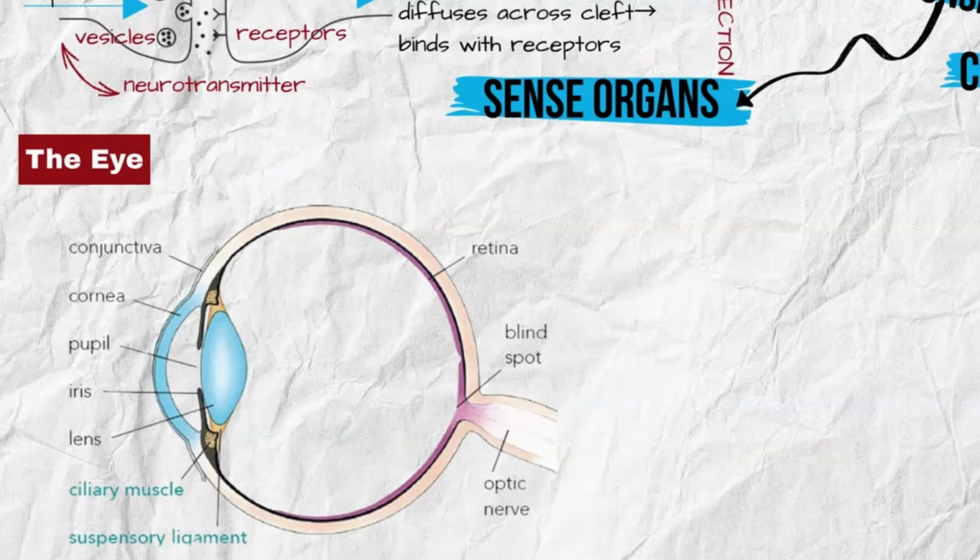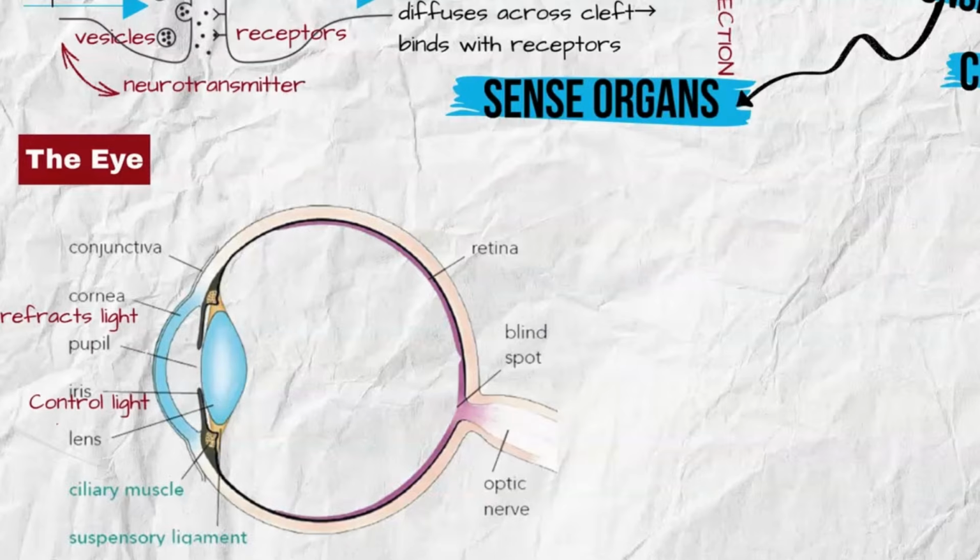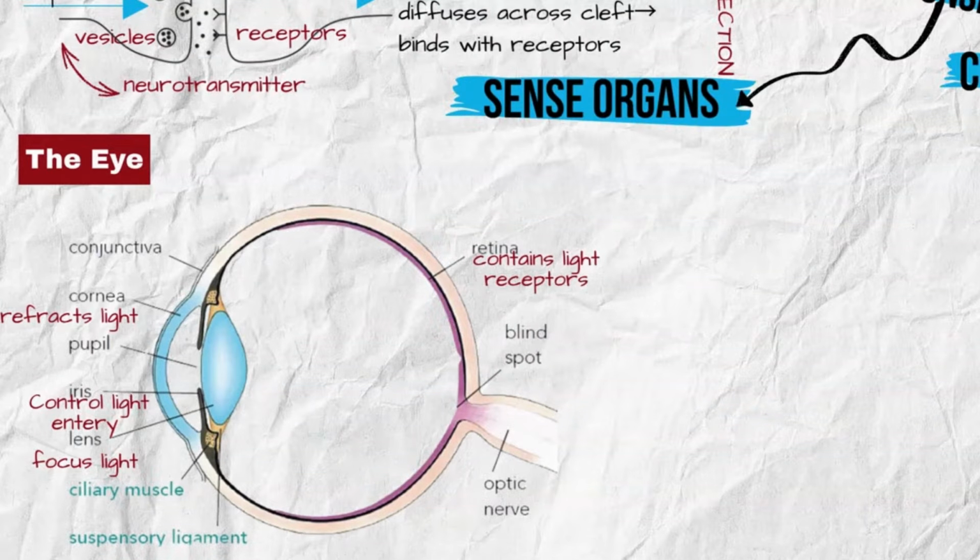Second, you must know the function of each structure. The cornea refracts light. This is very commonly tested. The iris controls how much light enters the eye. The lens changes shape to focus light. The retina contains the light receptors. Now focus on the retina.